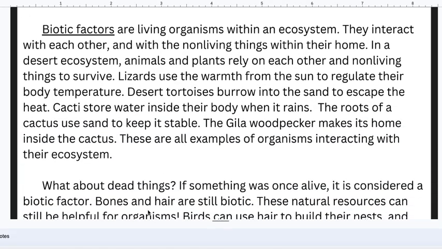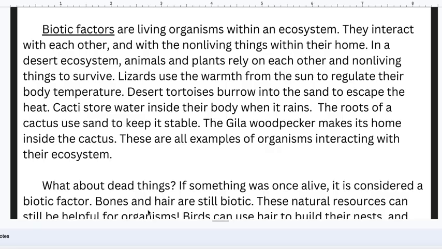Biotic factors are living organisms within an ecosystem. They interact with each other and with the non-living things within their home. In a desert ecosystem, animals and plants rely on each other and non-living things to survive.